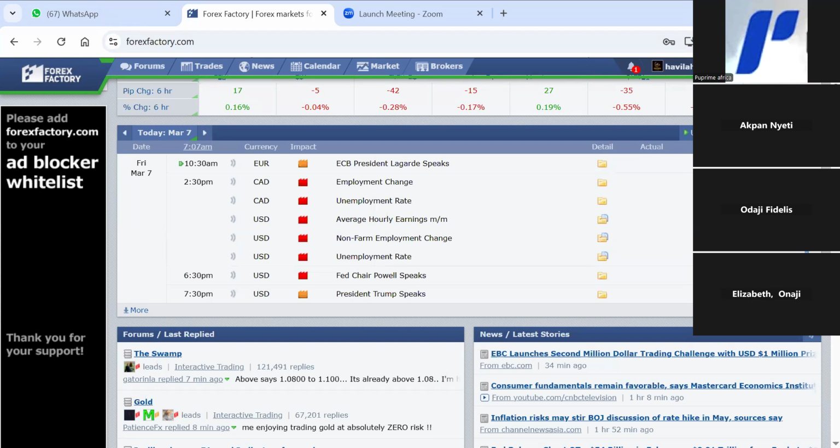NFP stands for non-farm payroll. I will just mention the fundamental side, but we won't go into technical analysis. For those who might be new to this, NFP is the biggest news in the forex market and talks about employment. Three arms of the NFP.